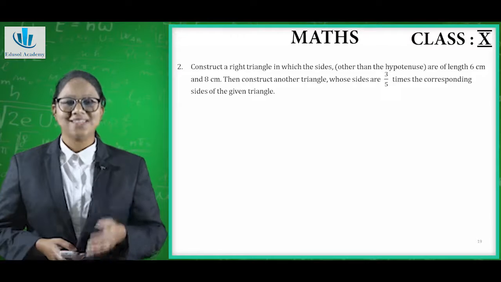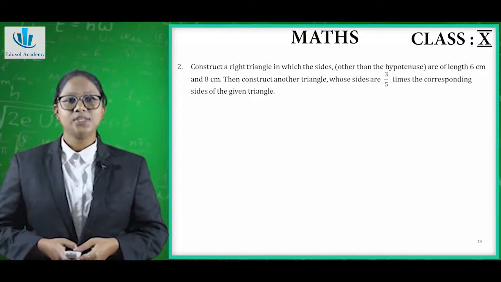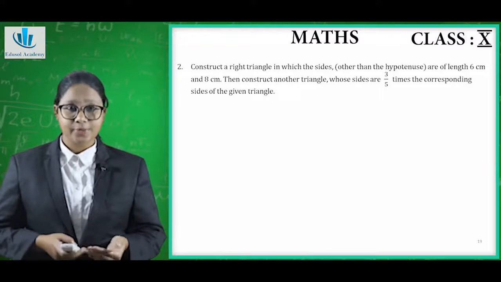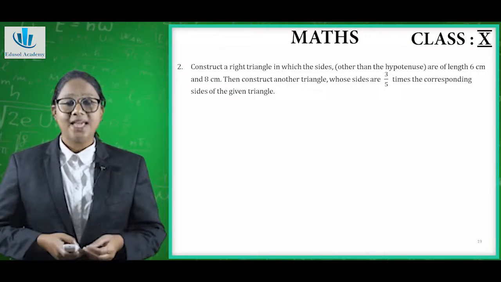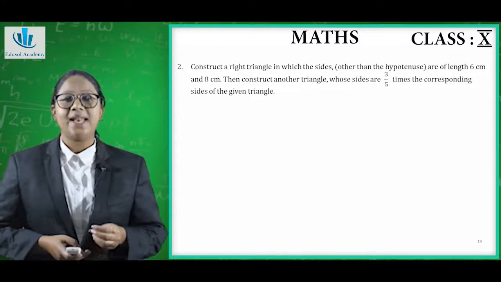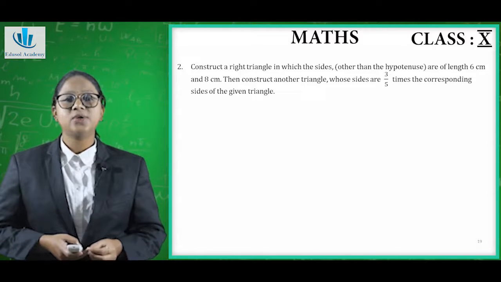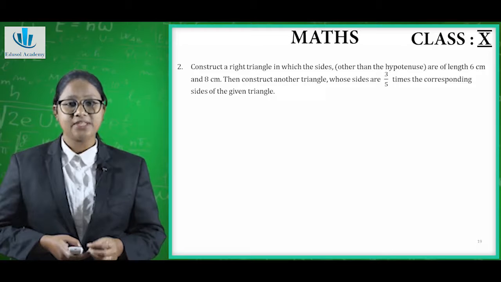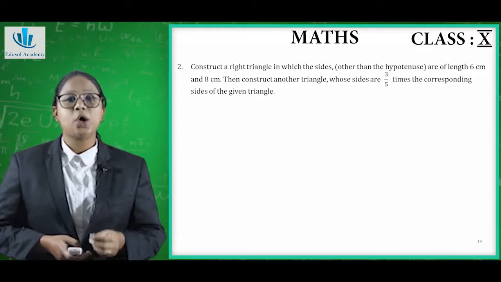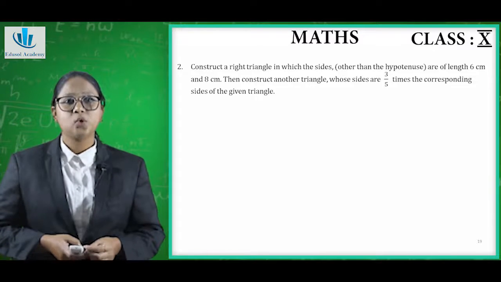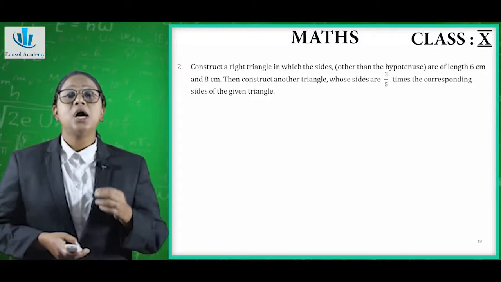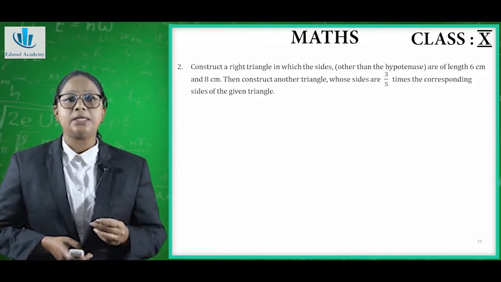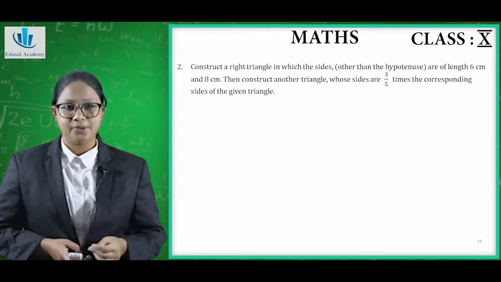Now here comes the next question. Construct a right triangle in which the sides other than the hypotenuse are of length 6 centimeters and 8 centimeters. Then construct another triangle whose sides are 3 by 5 times the corresponding sides of the given triangle. So we are supposed to construct a right triangle with sides 8 and 6 other than the hypotenuse.